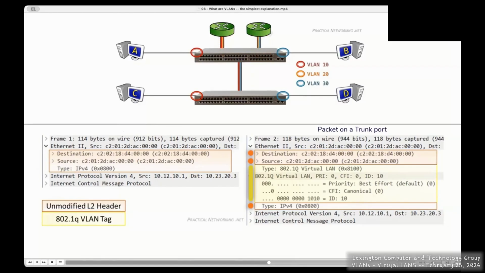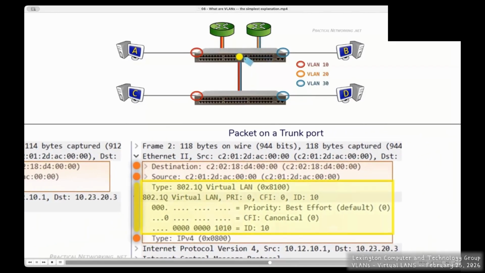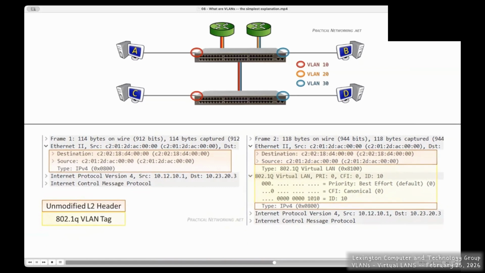802.1q VLAN tags add this part right here. There are a few fields in the VLAN tag, but the important one is down here. This field indicates that this packet should be associated to VLAN 10.